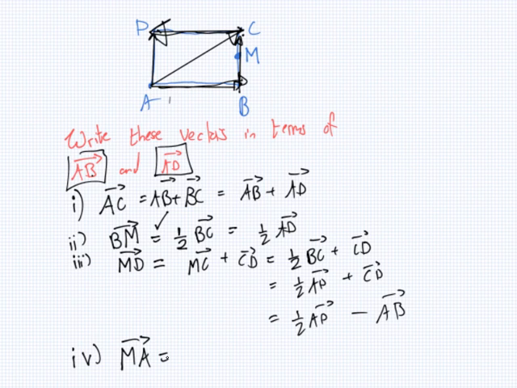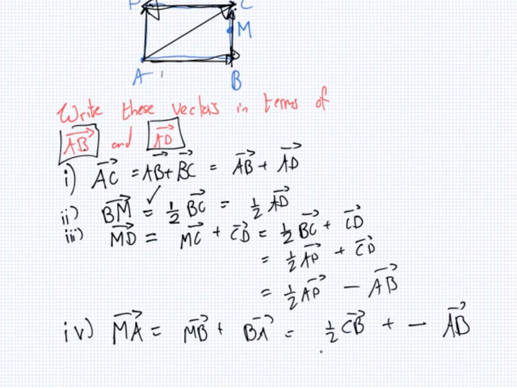Think you got this one? Okay. So MA will be MB plus BA. Now MB is a half CB, and BA is minus AB, it's just the opposite direction. And CB is DA, or in other words, minus AD. Yeah, okay. We getting the idea?